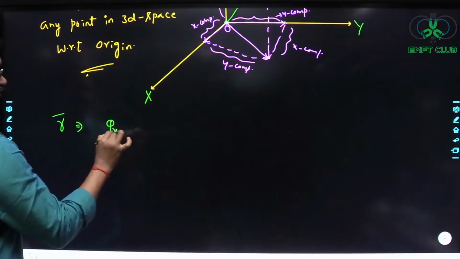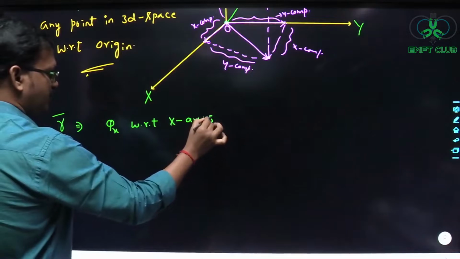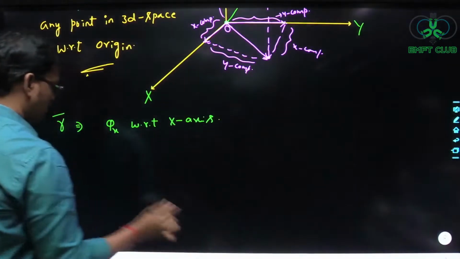So now let us assume this r bar, that is the position vector, is making an angle of phi x with respect to the x axis.